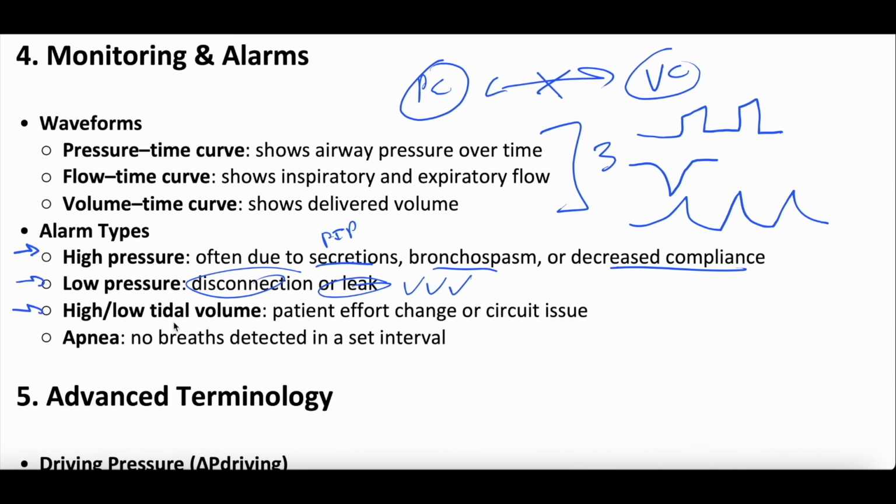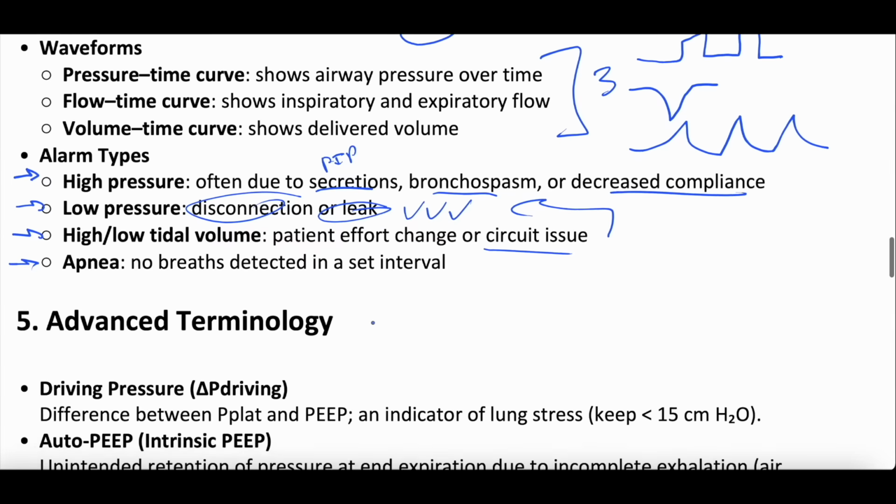High or low tidal volume alarms come on all the time. Sometimes it's a circuit issue if there was a leak. Sometimes it is a patient issue. And then apnea is essentially when the patient's not taking any breaths. You can get an apnea alarm.